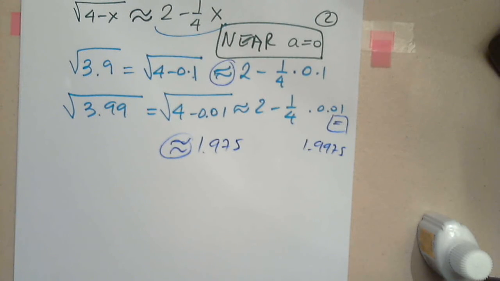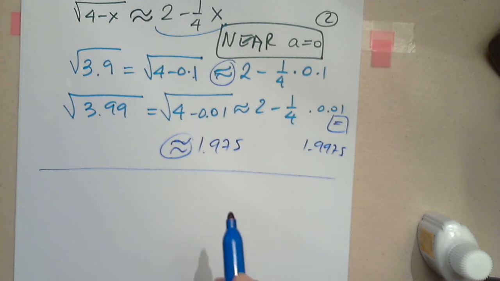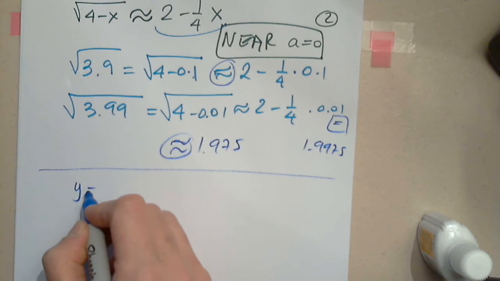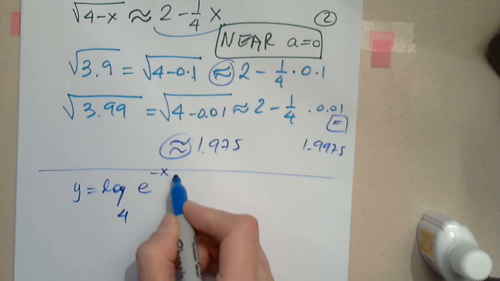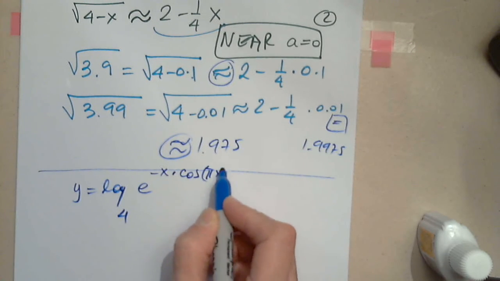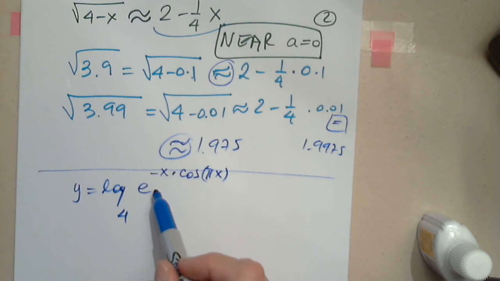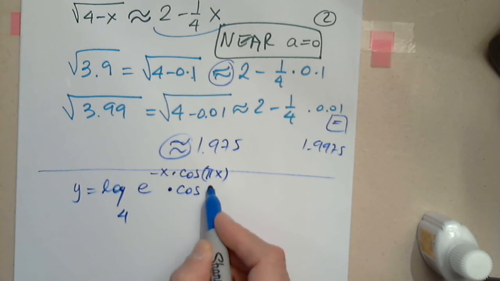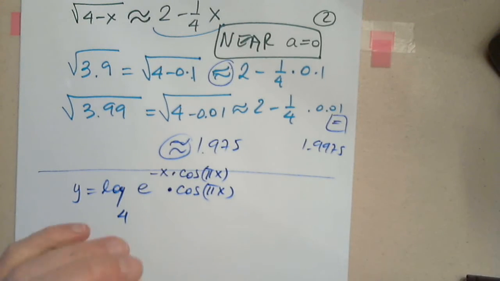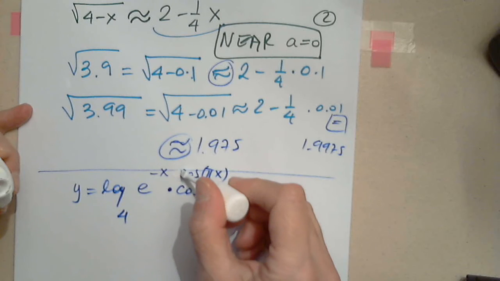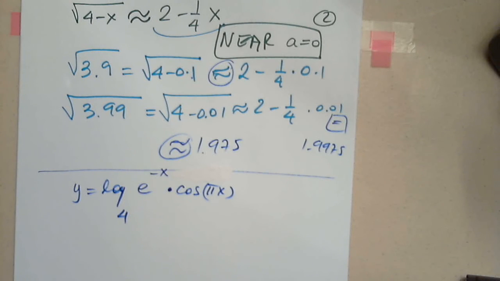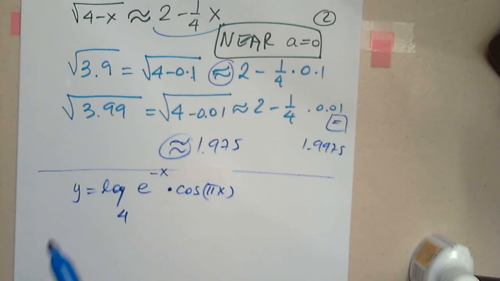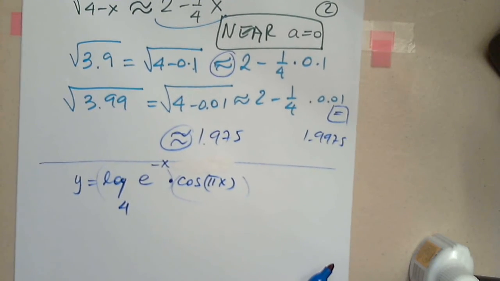Okay, so this is from WebAssign. This is y equals log base 4 of e to the negative x times cosine pi x. I'm sorry, so e to the negative x and then times cosine, yeah. No problem. That's it? Yep. And we're asked to differentiate? Yes. Okay, so this is basically a product like this, right? Am I correct? Yes. Okay, perfect.